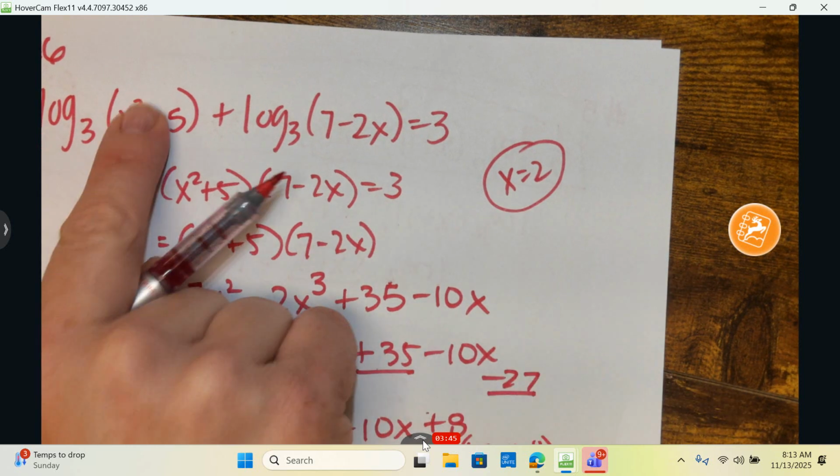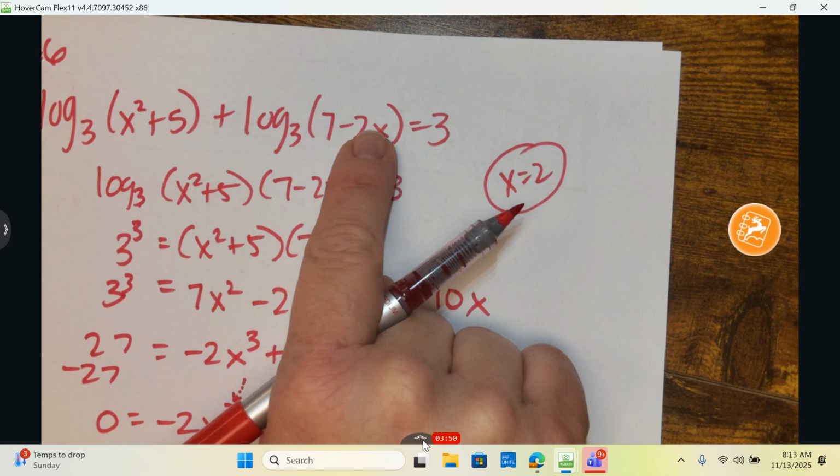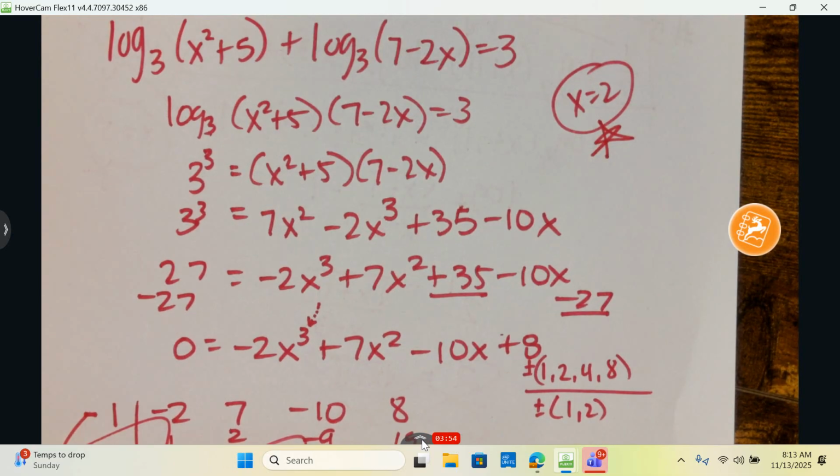Let's see if it works. 2 squared is 4. 4 plus 5 is a positive number. 2 times 2 is 4. 7 minus 4 is 3. It's a positive number. I have one solution for number 6.